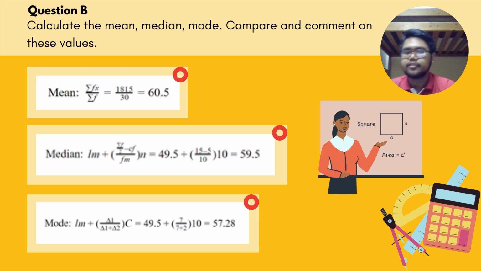10 minus 3 equals 7. And now delta 2 is 10 minus the frequency of the class after it, which is 8. 10 minus 8 equals 2. And plugging the values into the formula, we'll get 57.28. That's all from me.